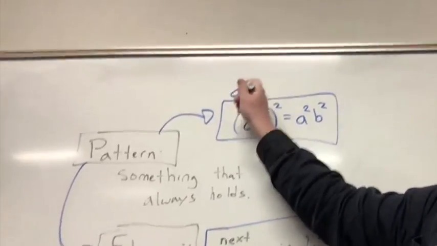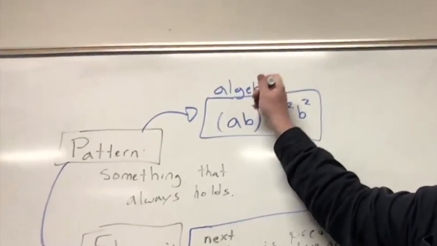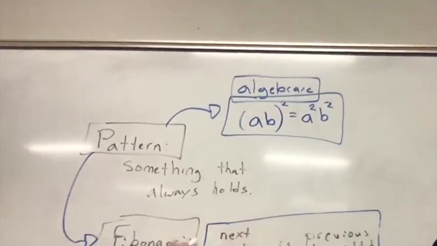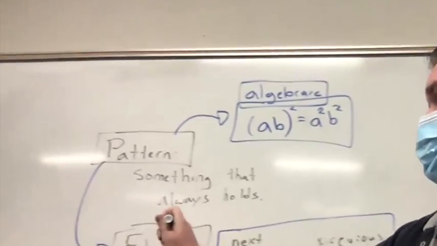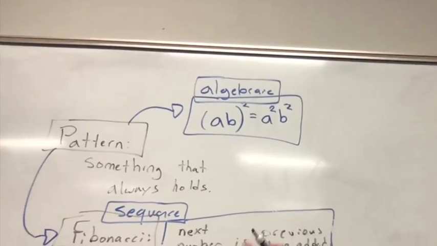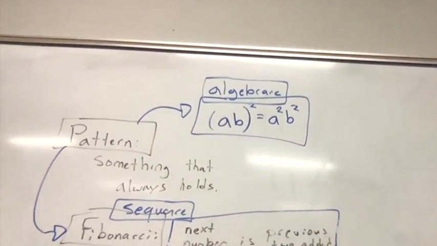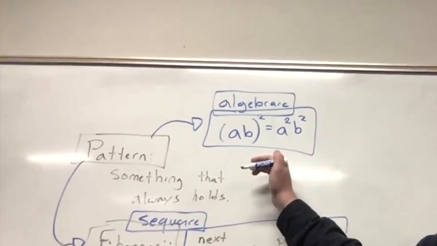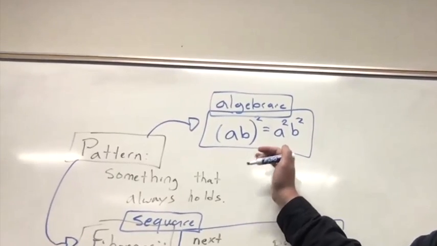This is called an algebraic pattern because it's using algebra. This is called a sequence. It's a list of numbers that come in order, one after the other. And if you're doing sequences as your patterns, that's totally cool. Sequences are an awesome type of pattern. If you're using algebra as your patterns, that's also totally cool. Algebra is another type of pattern.